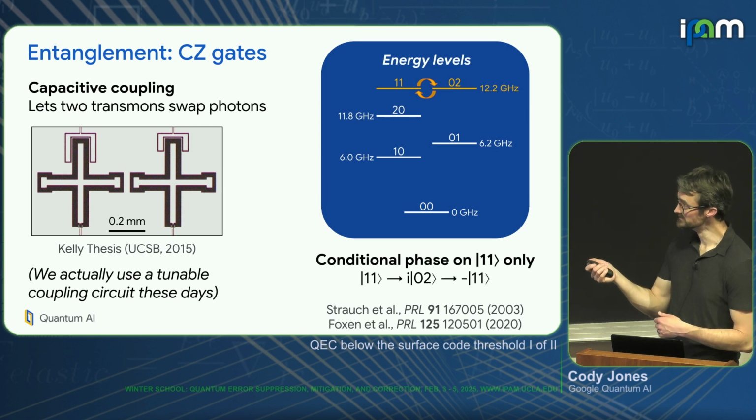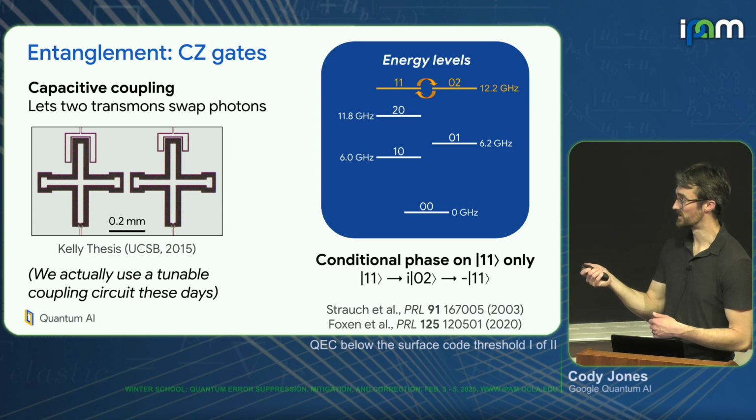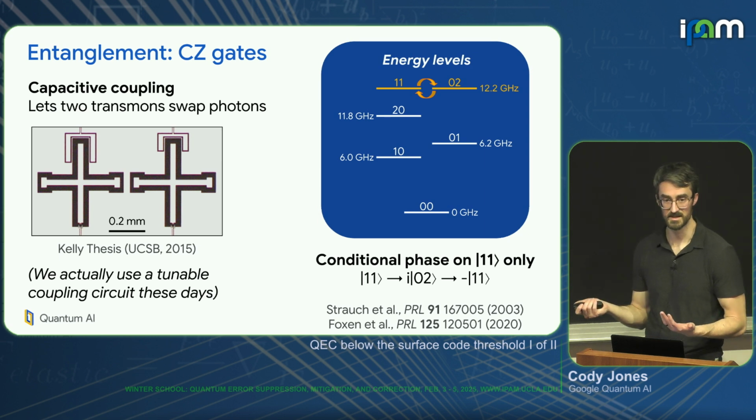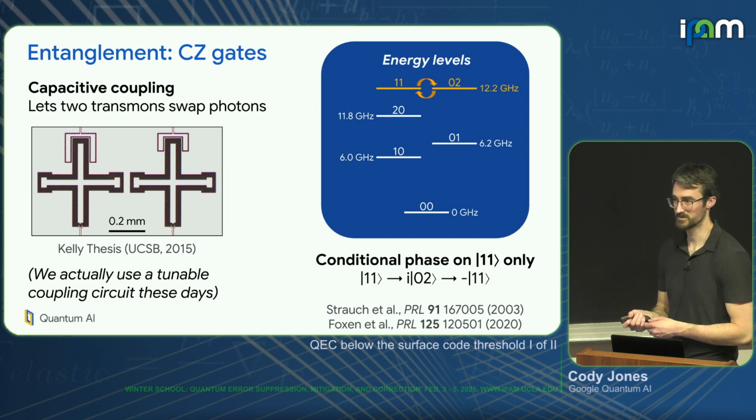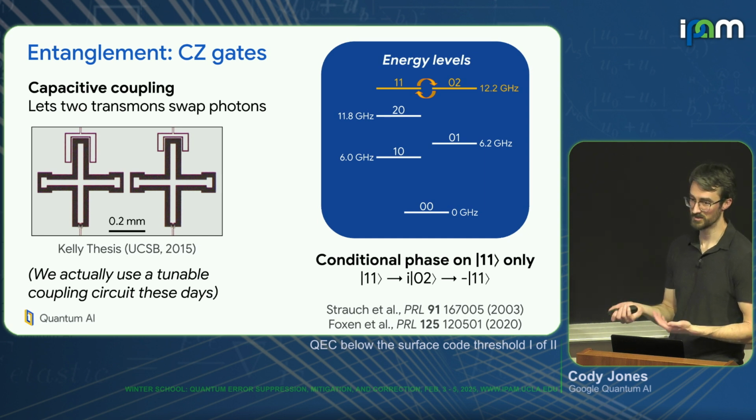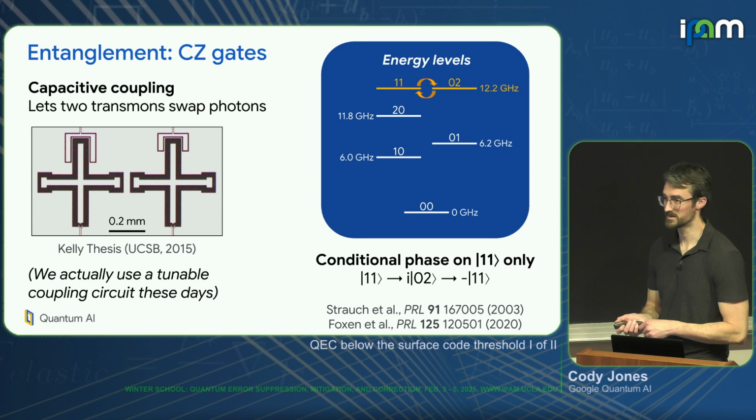If you do a full swap and then swap again, it sounds like you're doing identity, but it turns out you pick up a phase. And so you pick up this -1 phase, and this is a fairly natural way to do the controlled Z-gate. And for those who are familiar with, say, error correction circuits, this is locally equivalent to the controlled NOT gate.